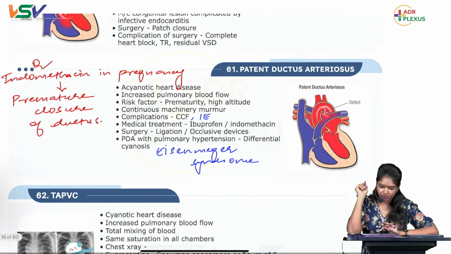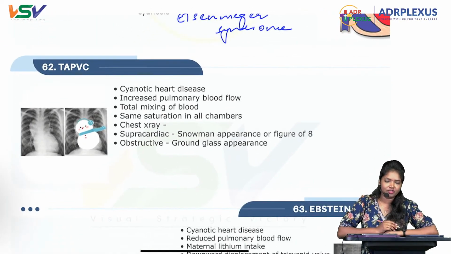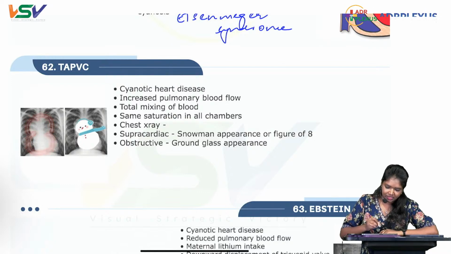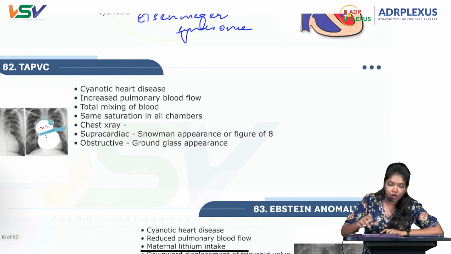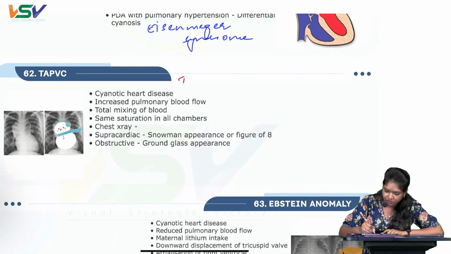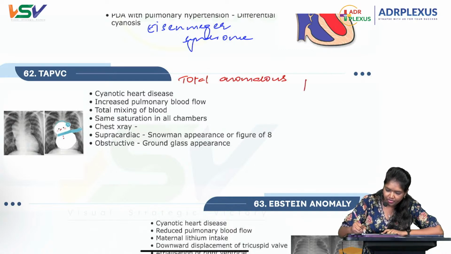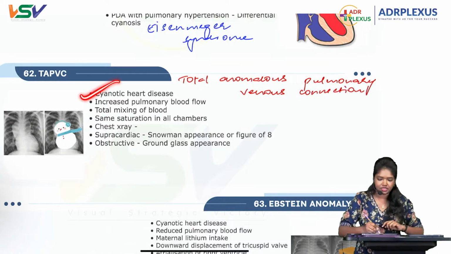Few X-rays, classical X-rays. Quickly we can complete all of this. What is this appearance? Yes, snowman appearance or figure of 8 appearance. What is this? TAPVC. So what is TAPVC? Total anomalous pulmonary venous connection. It is a cyanotic heart disease, guys.